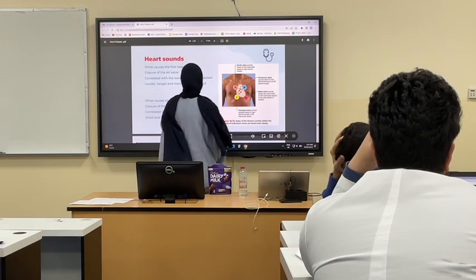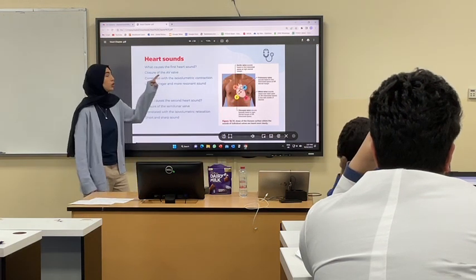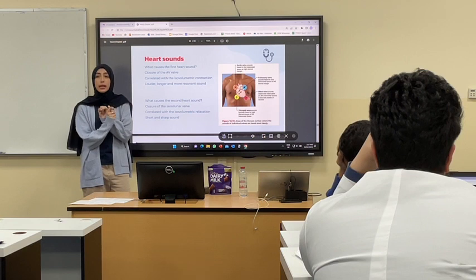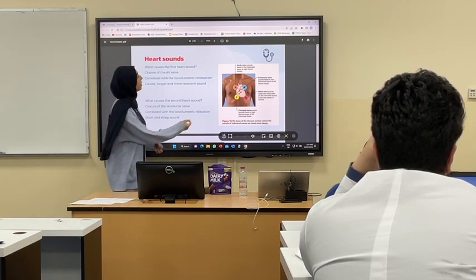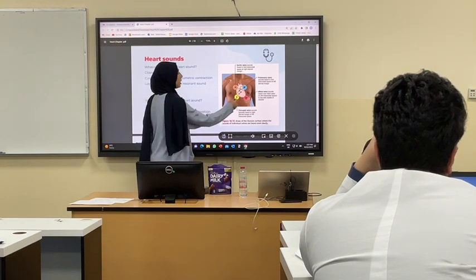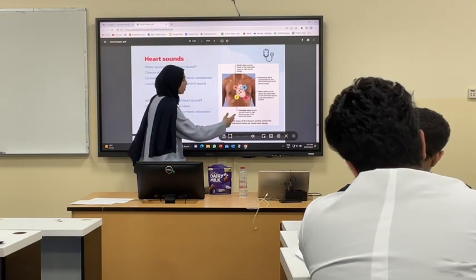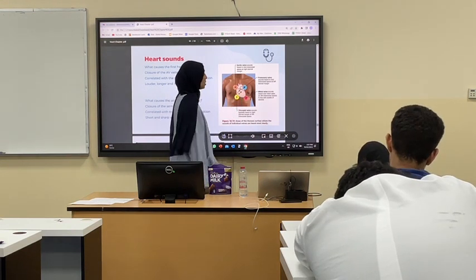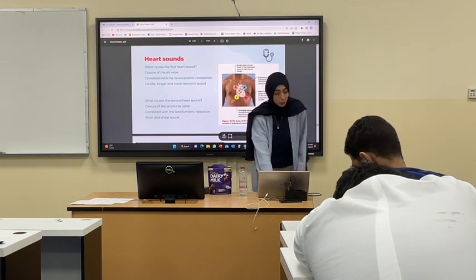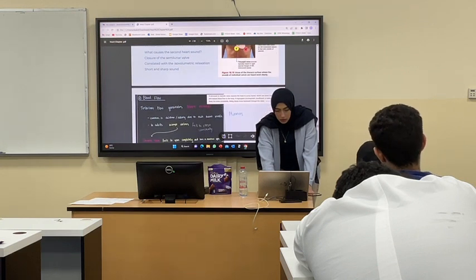Okay. And so we already said the closure of the AV valves gives you the first sound, and the closure of the semilunar valves gives you the second sound. And here, with a stethoscope, you can hear the valves. There's nothing really to explain here. It's just the anatomy. It's not that important. But I'm going to give it just in case.